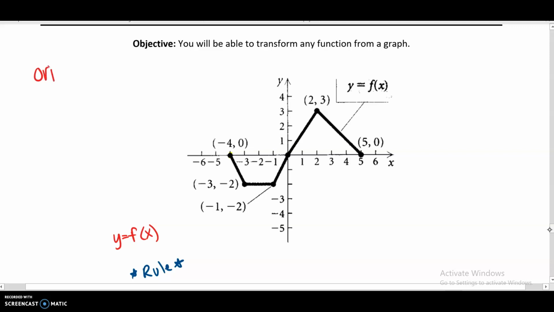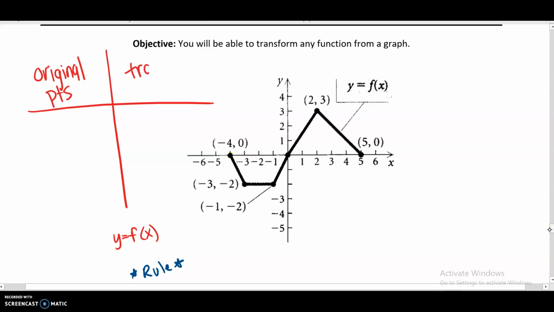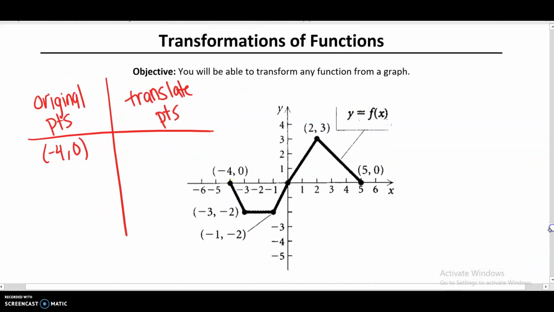My table isn't going to be inputs, outputs this time. It's going to be original points versus translated points. And I'm going to transform each point individually, starting with -4, 0. If I want to take -4, 0, and I want it to go to the left 2 units, 1, 2, the new x-coordinate would be -6. Or you do -4 minus 2 is -6.